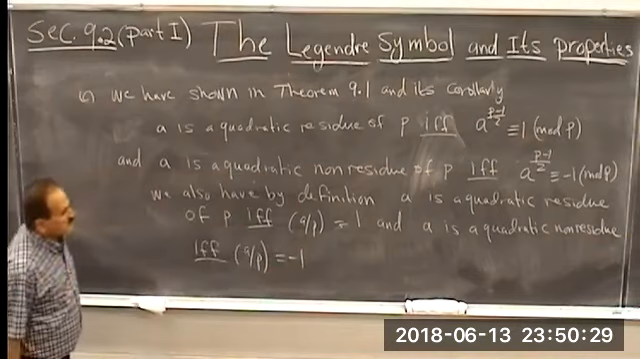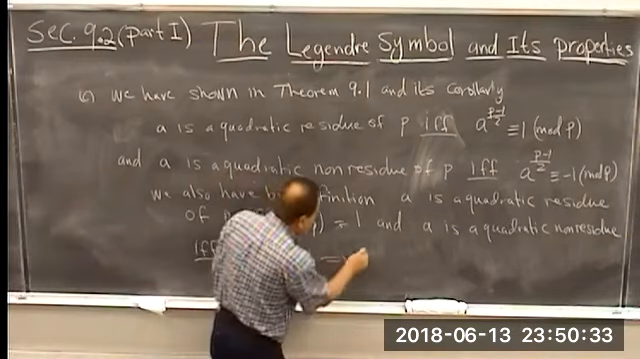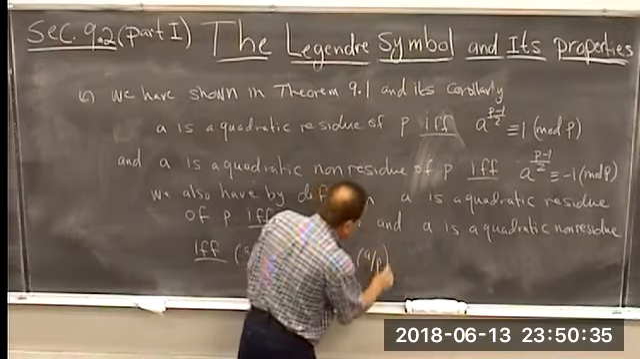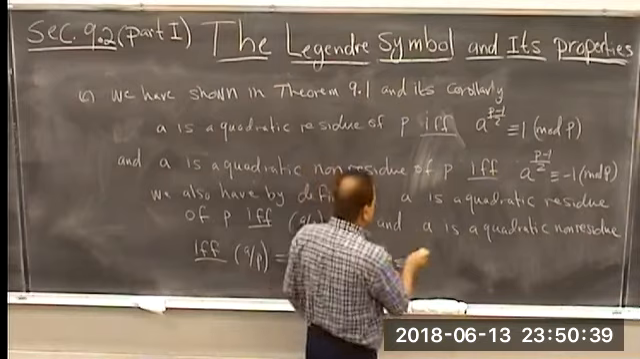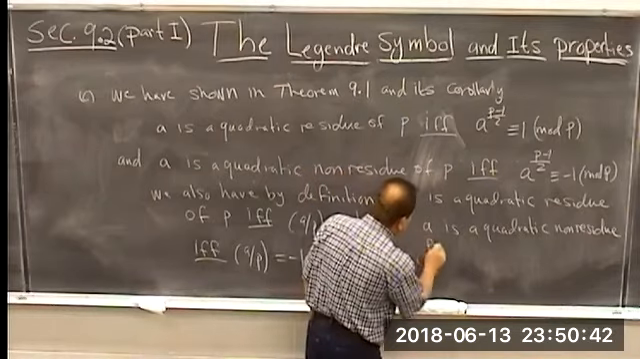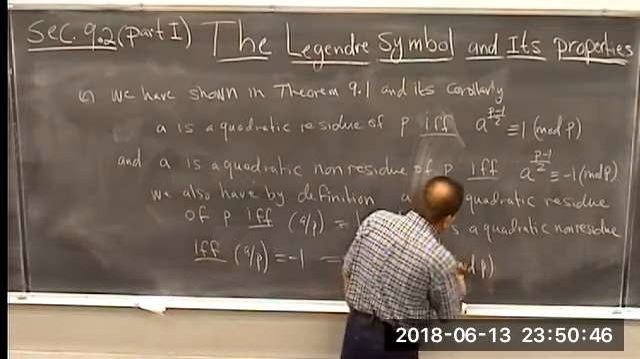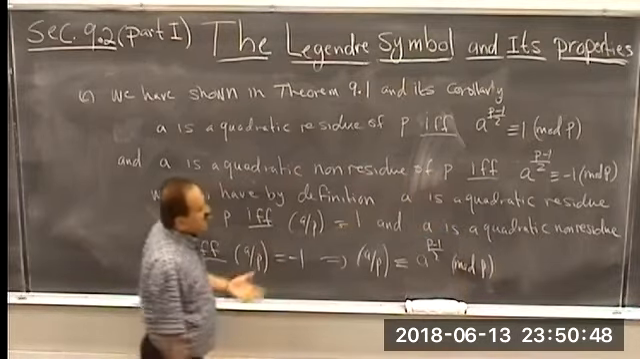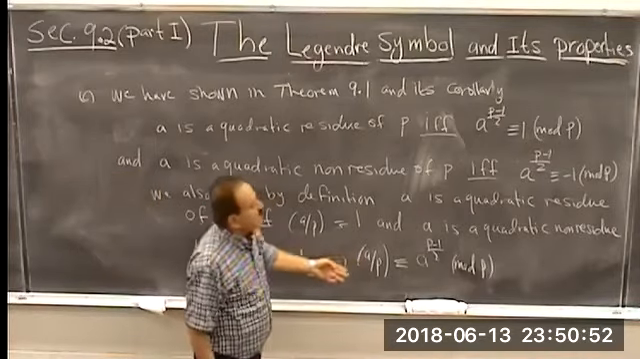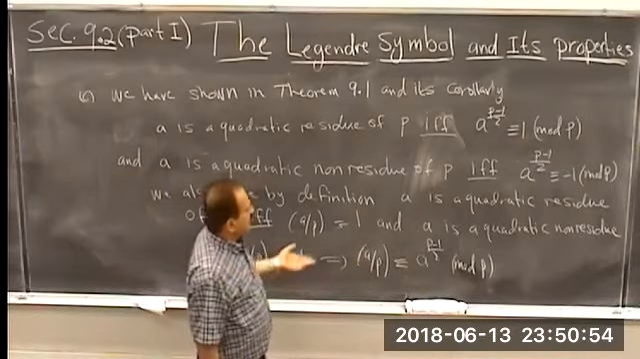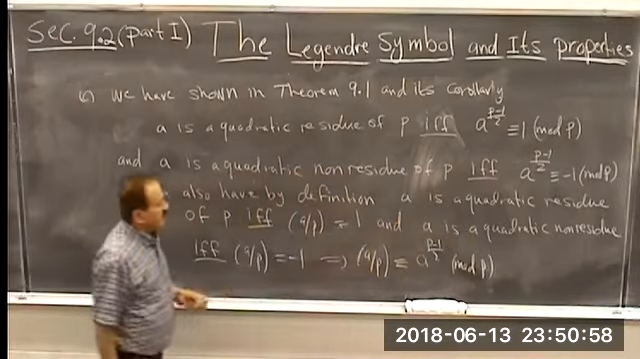So in other words, we have (A/P) is going to be congruent to the same thing, A to the (P minus 1)/2 mod P. Because whenever the right-hand side gives me 1, this one will be 1, all right? And when the right-hand side is congruent to negative 1, this will also be negative 1.